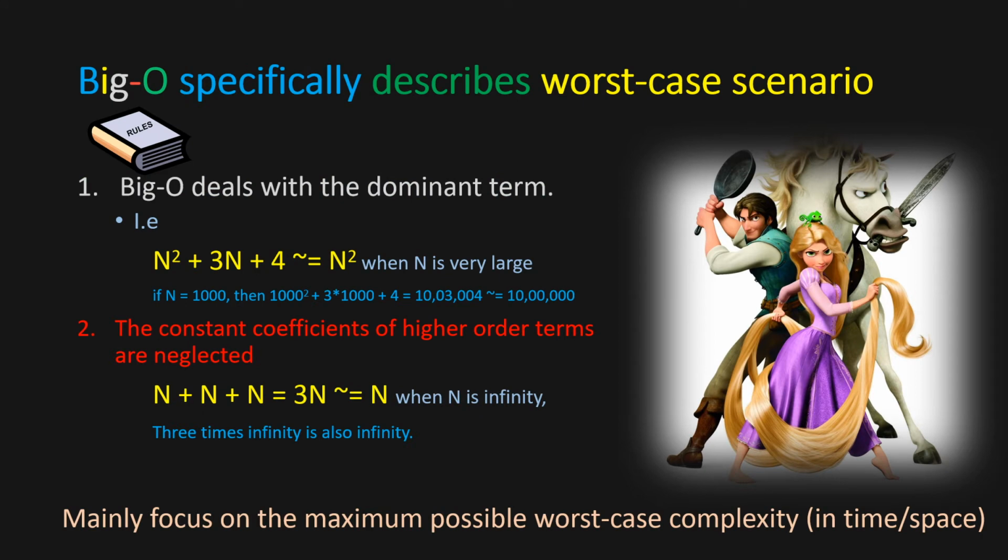Big O specifically describes the worst case scenario. The main rule here is that big O deals with the dominant term. That is, the expression n square plus 3n plus 4 evaluates to a value approximately equal to n square, especially when n is very large. If n is 1000, then 1000 square plus 3 into 1000 plus 4 is approximately considered as 1000 square itself.